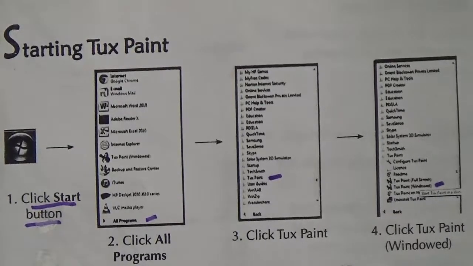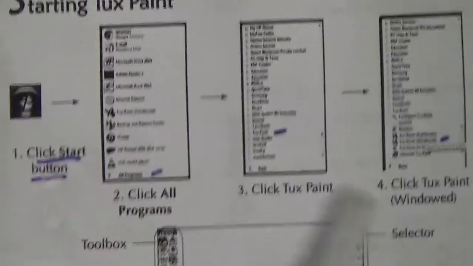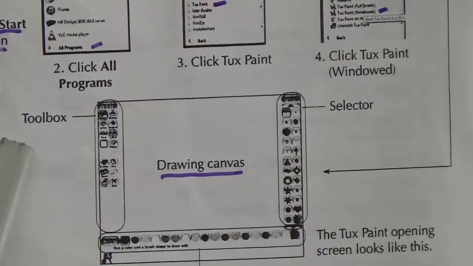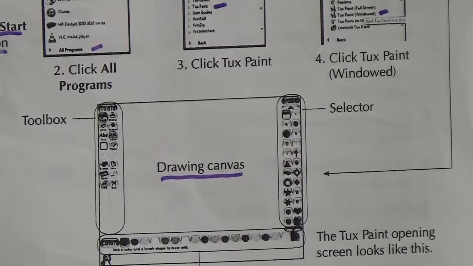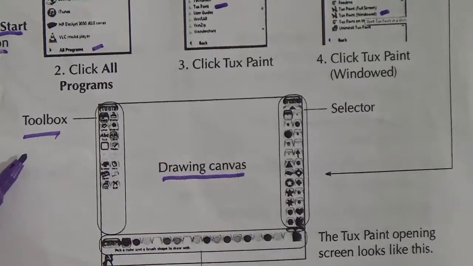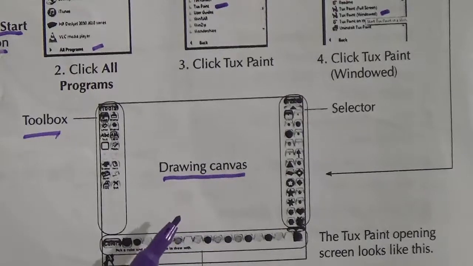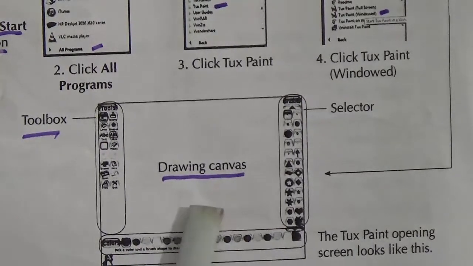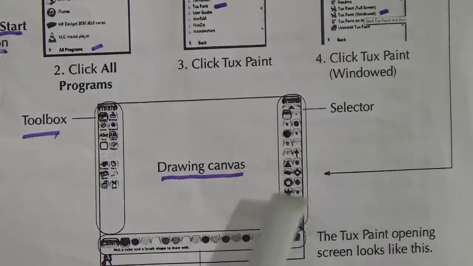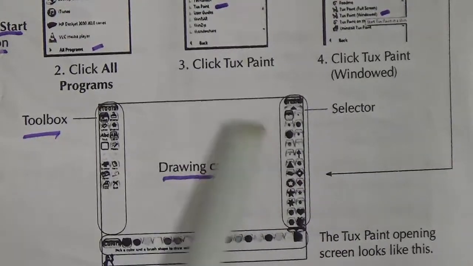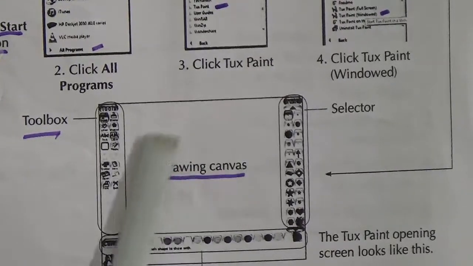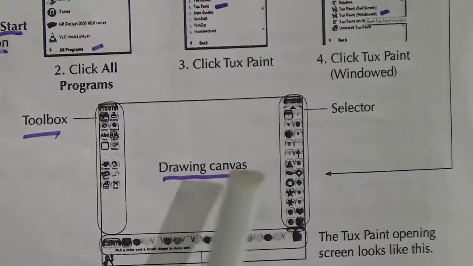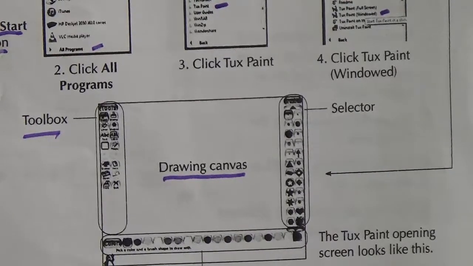And then this drawing canvas will be opened. So this is the toolbox. We can select any tool from the toolbox. And this is the drawing canvas. Very important. Look very carefully, this is the drawing canvas. In the Tux Paint window, the white portion is called the drawing canvas. Very important for your exam in MCQ.